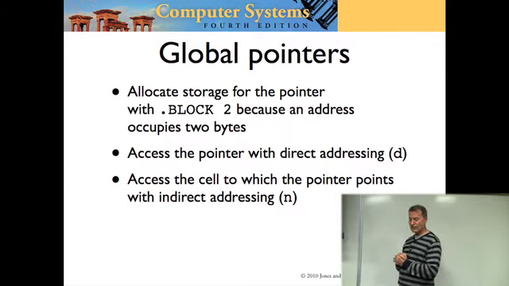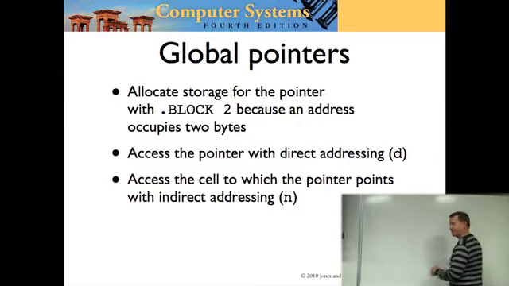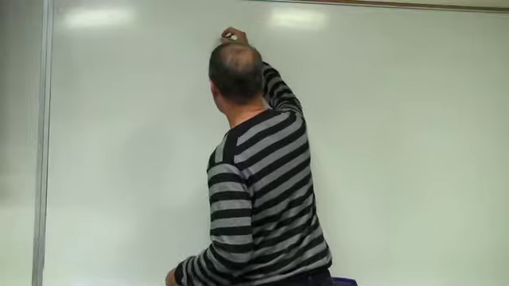Okay, the second thing is you access the pointer with direct addressing because it's global. Now if it's local, then you could access it with stack relative. Same kind of thing, right? And then you access the cell to which the pointer points with indirect addressing. What? We haven't done that one yet. I know, but now we need to do indirect addressing. Now, do you remember what is indirect addressing? There's a hierarchy here. Okay, so remember, immediate.